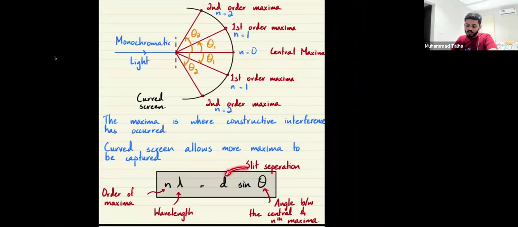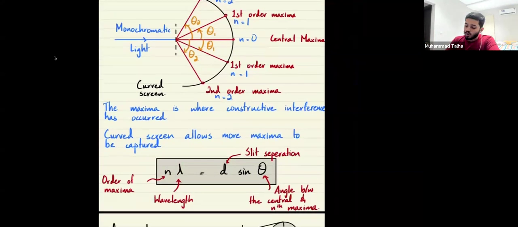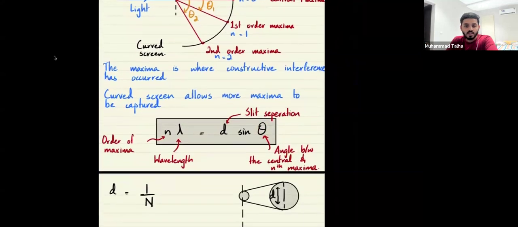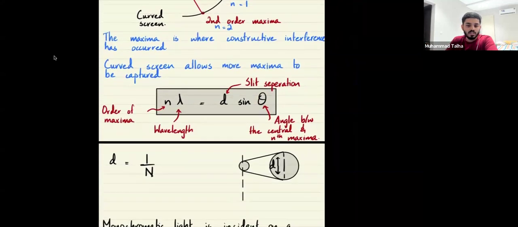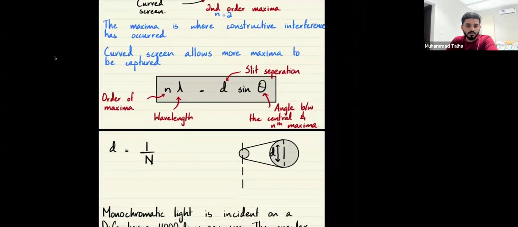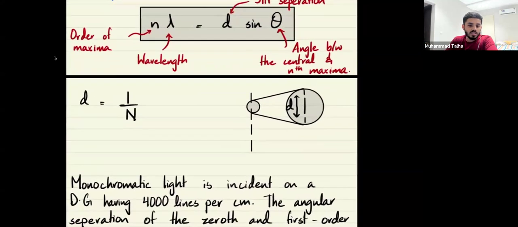d is the slit separation, which you find by 1 over n if it's not directly given. Always remember with theta as well that this is the angle between the central and whatever maxima you're talking about. All right. So this is that formula, d equals 1 over n. And now this is that example.